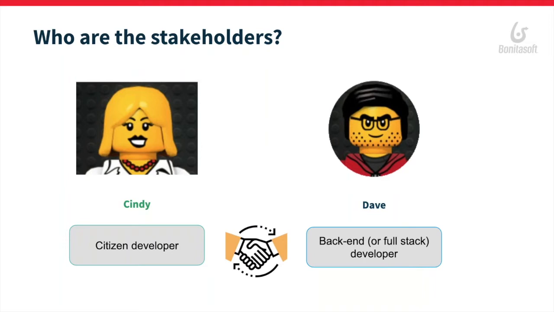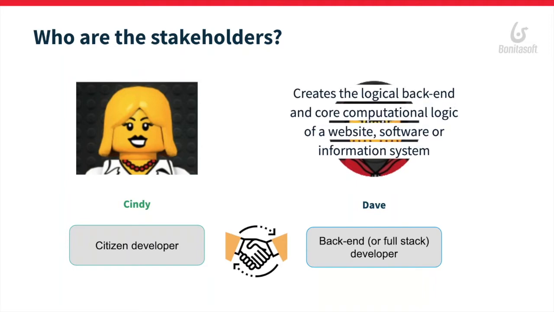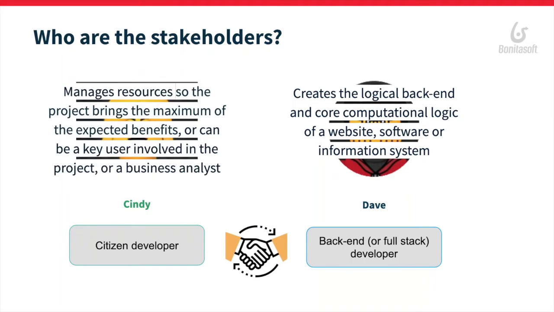So we need to use both expertises and remember the strengths of each profile, their value, to make them work together. So what's Dave's strength? He creates the logical backend and the core, what we call the computational logic of a website, a software, or an information system. Cindy, on our side, is going to manage resources, so the project brings the maximum benefit. Or she can be a key user, as I said, involved in the project.